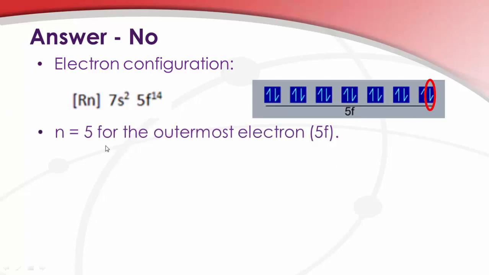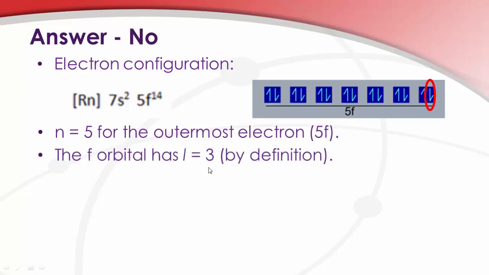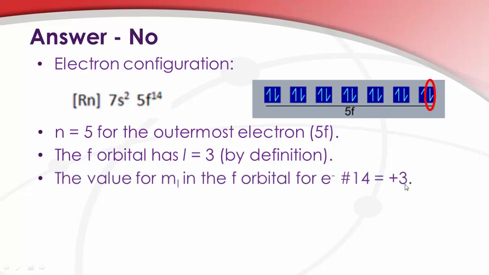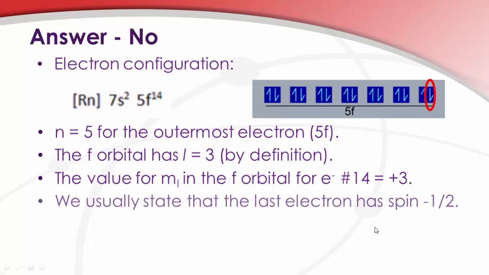So, principal quantum number 5. Because it's an f orbital, L is equal to 3 by definition. Because it's in the last spot, we go from -3, -2, -1, 0, 1, 2, 3. M subscript L should be +3 for that 14th electron. And because it's the last one in the pair, we can give it a spin of -0.5. So, our quantum numbers are 5, 3, +3, -0.5.